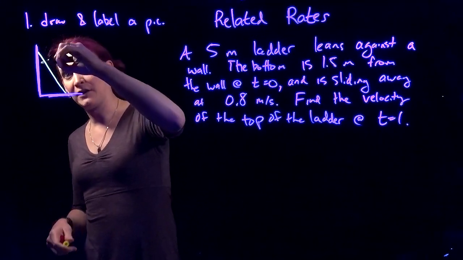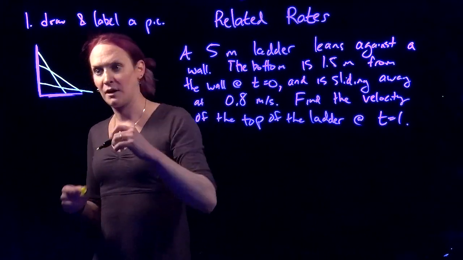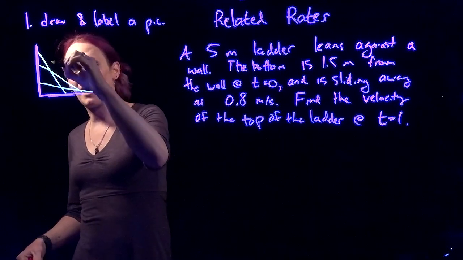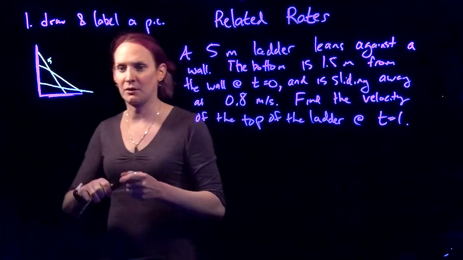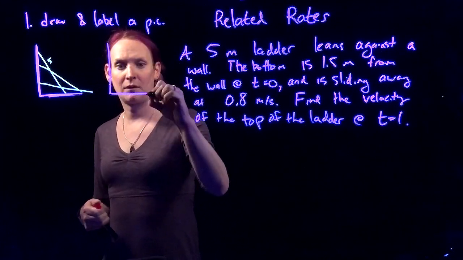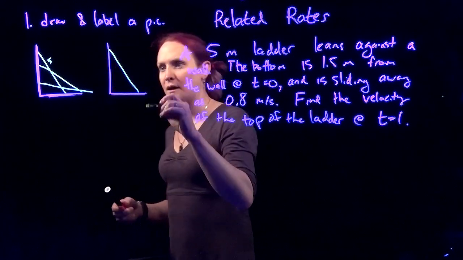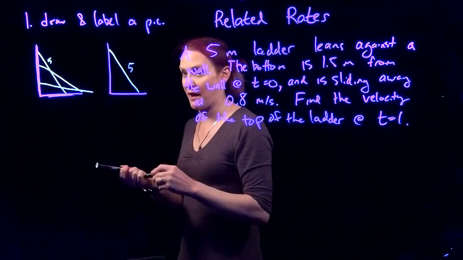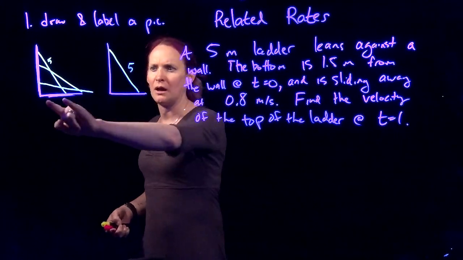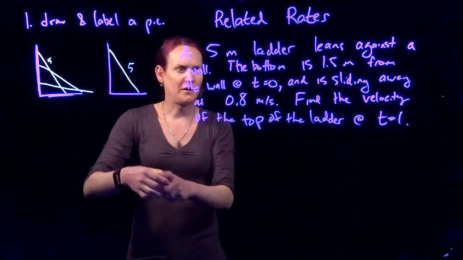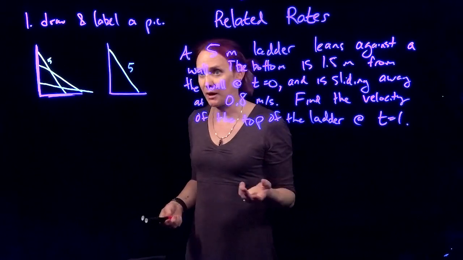And I know that no matter how far down the ladder goes, the length of the ladder is always 5 meters. Okay? So there's a ladder like that, and its length is always 5. It says something about the bottom being 1.5 meters from the wall. So that's the distance along here. And then we could name the height here, and that seems pretty helpful.